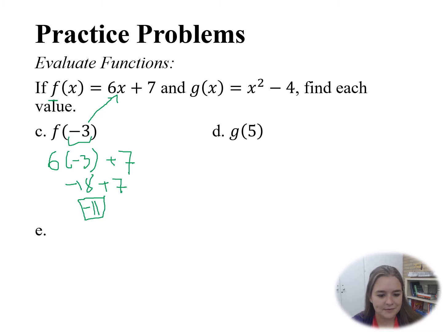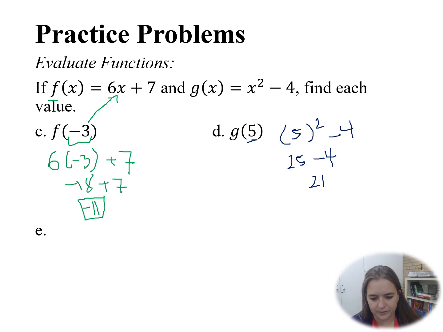Now I'm going to do the same thing, but this time I'm using the g function. For my g function, I'm going to plug in 5. So every time I see x, I'm going to plug in a value of 5. That gives 5 squared minus 4. Order of operations tells me that I need to do my exponents first, so I have a +5 times itself, which gives me 25. Take away 4, I get a final answer of 21.